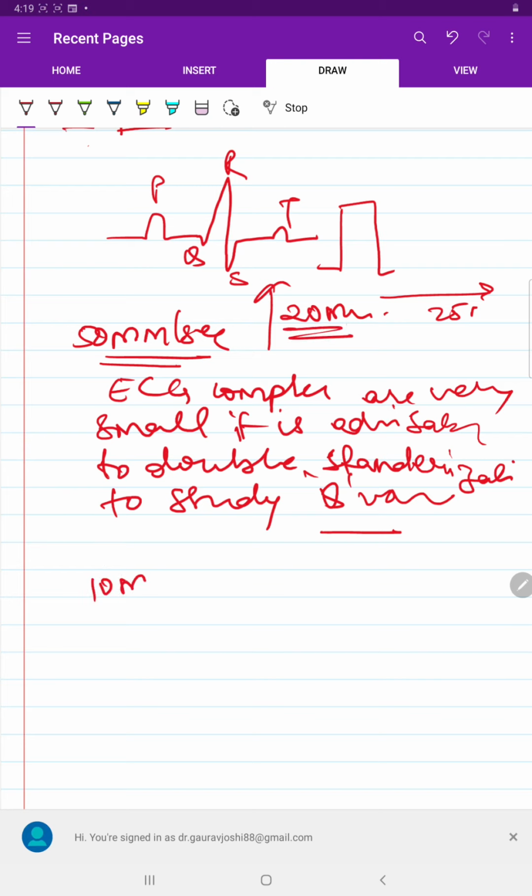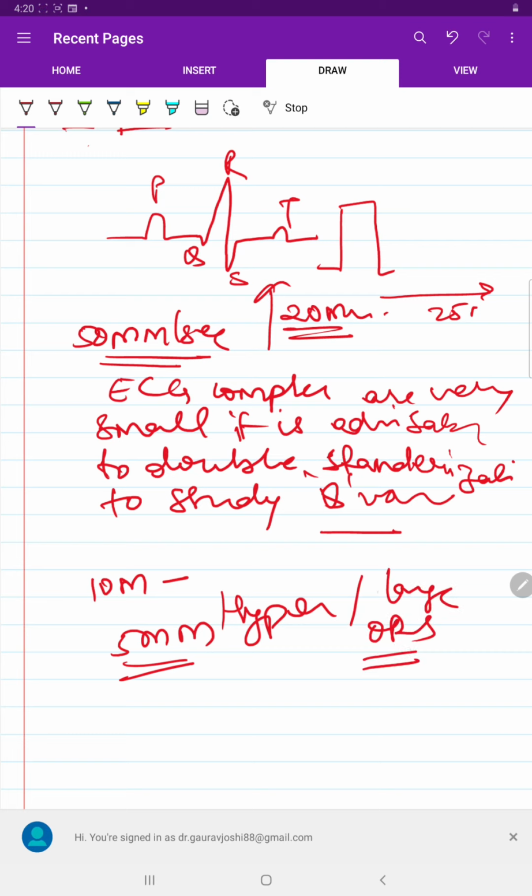The normal is 10 mm. He can ask for 5 mm standardization. The time duration will also reduce. Why 5 mm? In a condition like hypertrophy or large QRS waves. These are the two examples where the cardiologist can ask to reduce or double the standardization.